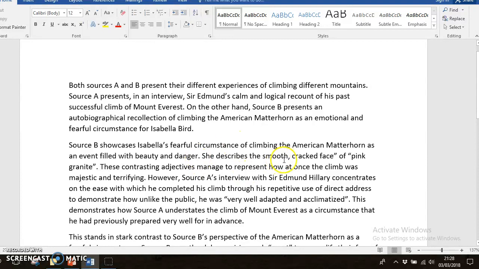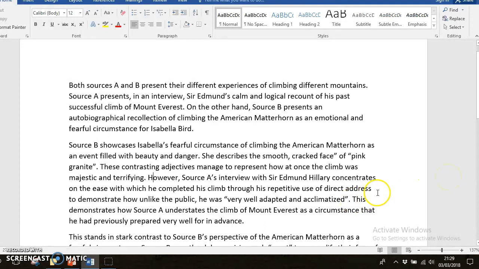She describes the smooth, cracked face of pink granite. These contrasting adjectives manage to represent how at once the climb was majestic and terrifying. Look at how we're using the techniques when we're thinking about the message to the reader. What is the writer's point of view? However, Source A's interview with Sir Edmund Hillary concentrates on the ease with which he completed his climb through his repetitive use of direct address.